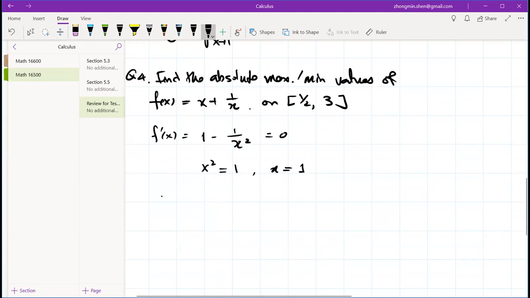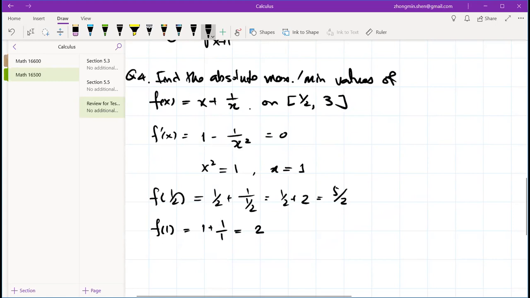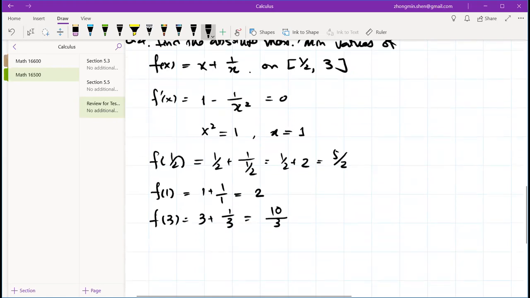All right. So we find, and then the next step is just to find the value of the function at the 2 endpoints and that critical number. So this can be 1/2 plus 2. That's 5/2. Okay, and then this 1 plus 1/1, which is 2, and 3 plus 1/3. And this is the largest number, right? It's 10/3.